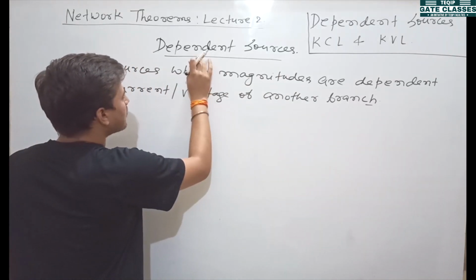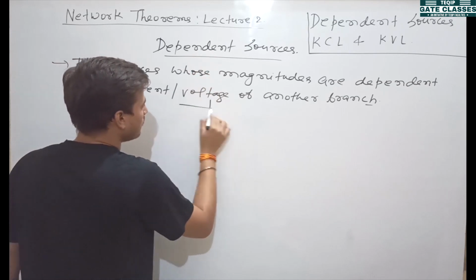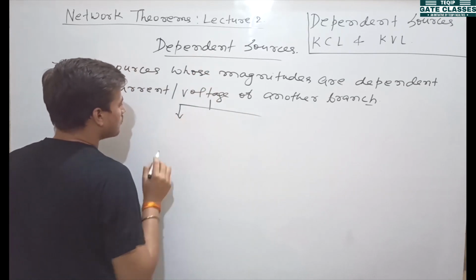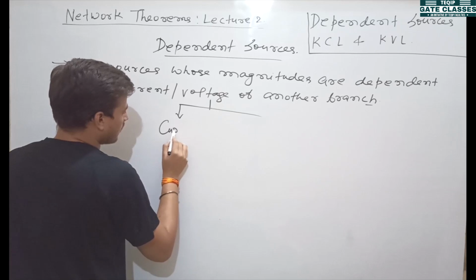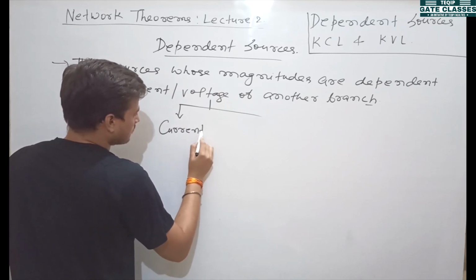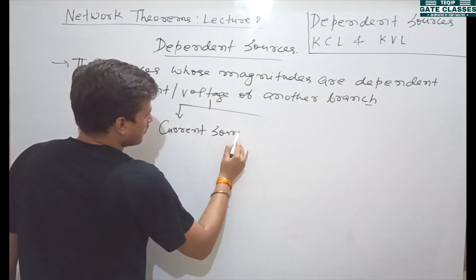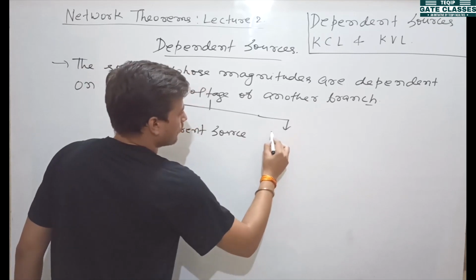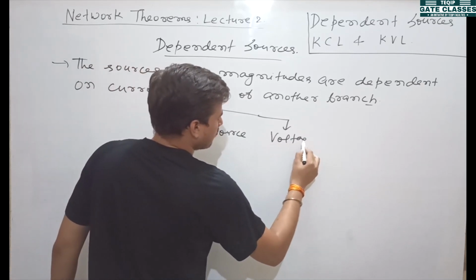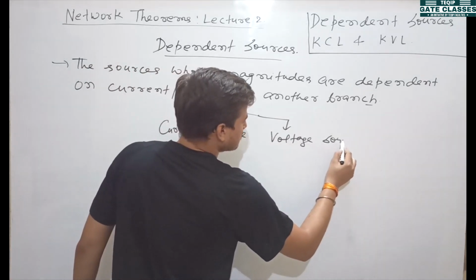So there are two types of dependent sources. In the case of dependent sources, there will be a current source and there will be a voltage source.